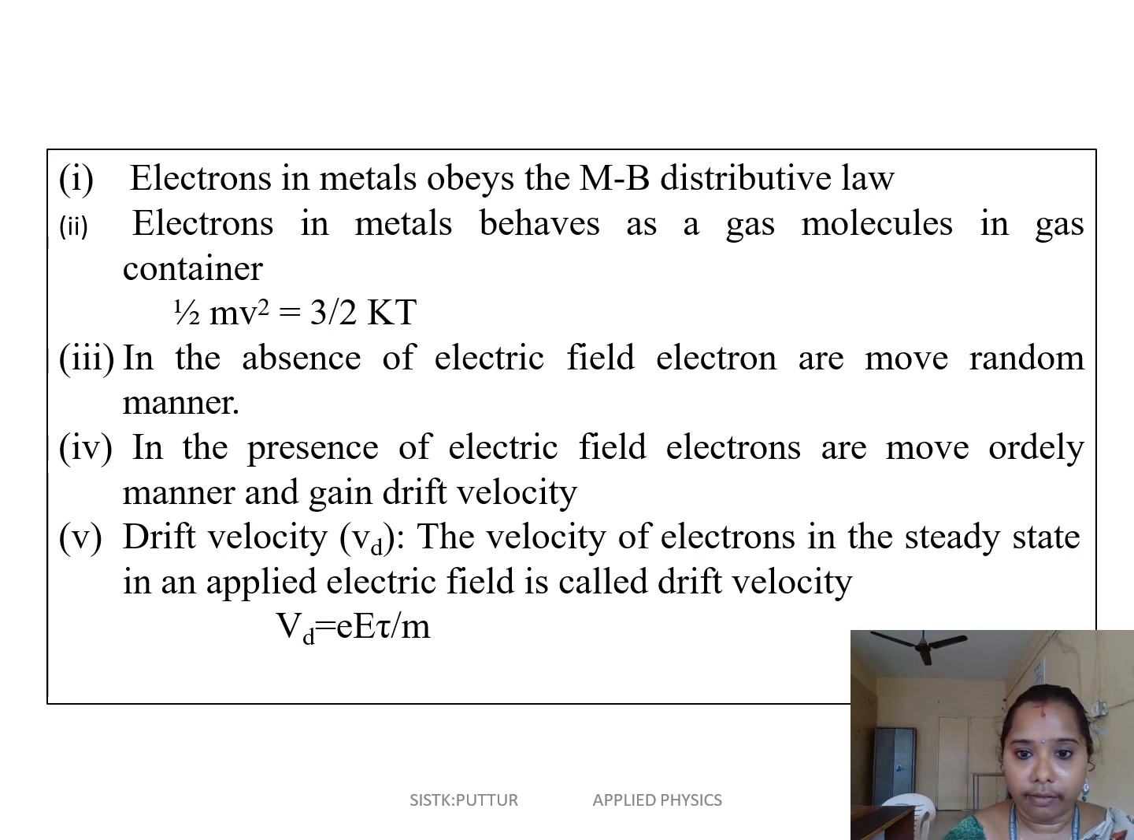We know that in the absence of an electric field, electrons move in a random motion. If we apply an electric field on a metal, they move in a certain direction that is opposite to the applied electric field. So here the electrons acquire an additional velocity, known as drift velocity. The drift velocity is defined as the velocity of electrons in the steady state in an applied electric field. The formula of drift velocity is v_d = eEτ/m. Here capital E is the applied electric field, tau is the relaxation time, and m is the mass of an electron.